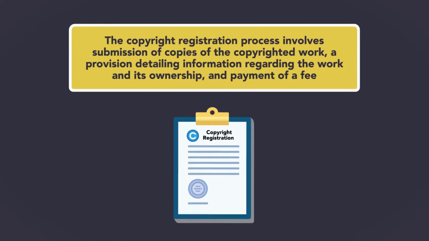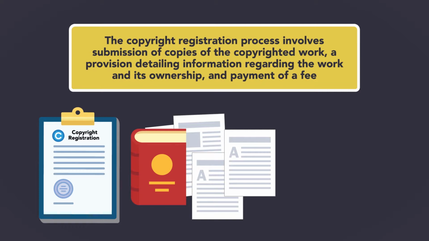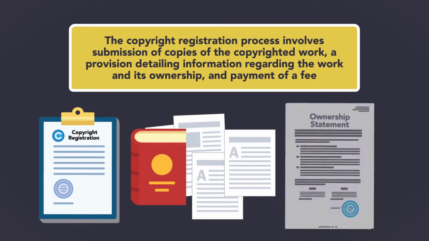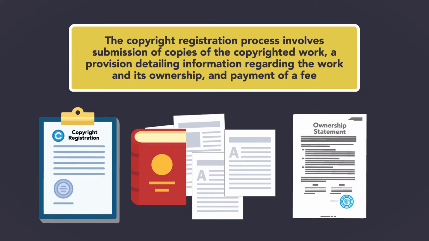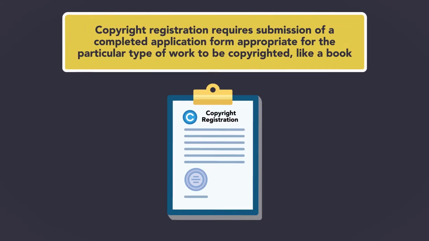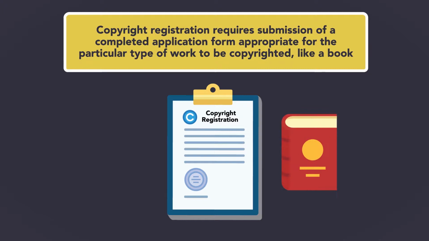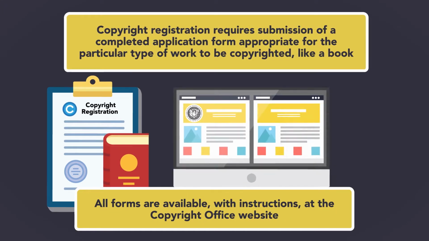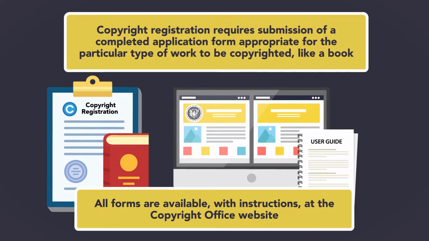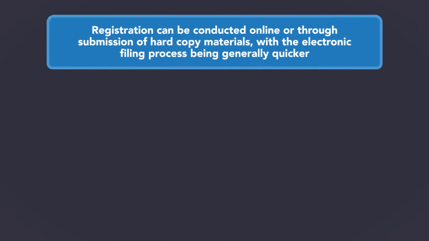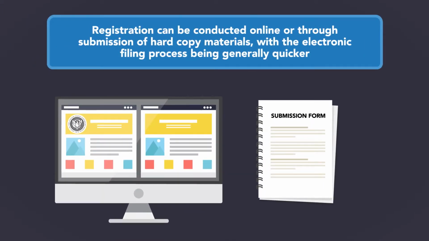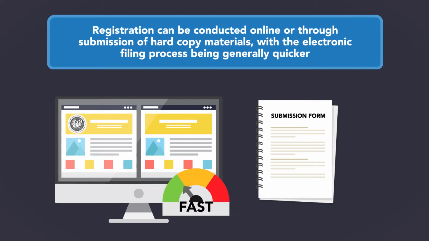The copyright registration process involves submission of copies of the copyrighted work, a provision with detailed information regarding the work and its ownership, and payment of a fee. Copyright registration requires submission of a completed application form appropriate for the particular type of work to be copyrighted, like a book, and all forms are available with instructions at the Copyright Office website. Registration can be conducted online or through submission of hard copy materials, with the electronic filing process being generally quicker.